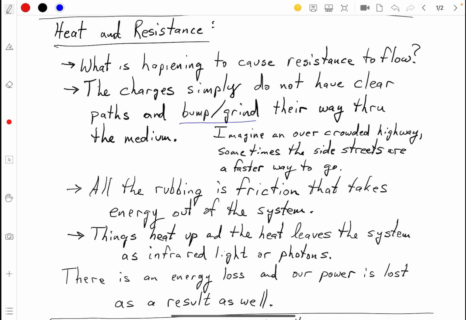All right. So all the rubbing is friction. Okay, and friction just heats up everything. It's a way for our system to get rid of energy through friction, and it leaves the system as infrared light. These photons come out of the system and they shoot off.